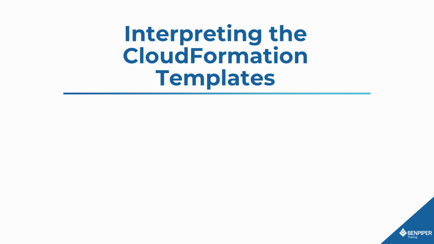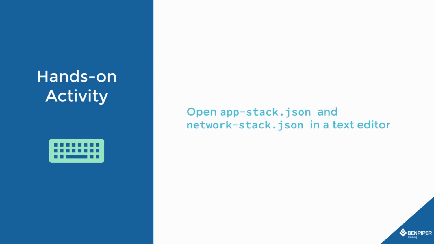We're going to spend some time looking at those CloudFormation templates. If you have not already downloaded them, please do so now. We'll start by looking at the app-stack.json file. This template defines most of our resources, but it references another template named networkstack.json, which defines our VPC and subnets. Go ahead, please, and load those files up in your favorite text editor, and we will get started.